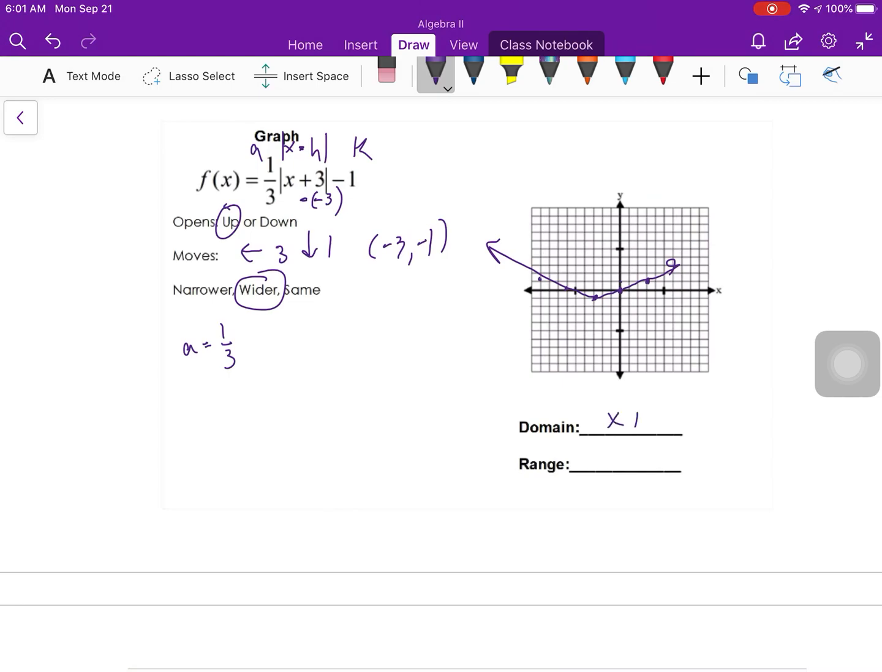Domain x is all real numbers again. Since it's opening up, y is greater than or equal to. And again, I look at that k value, negative 1. And now I've got another example here, but hopefully this is enough to kind of get you started.